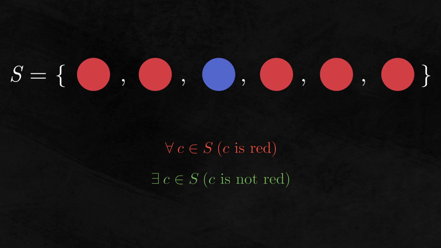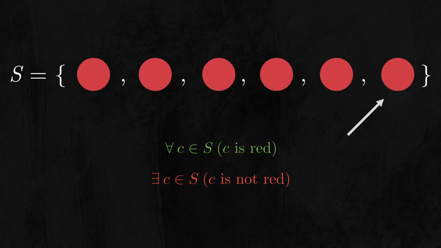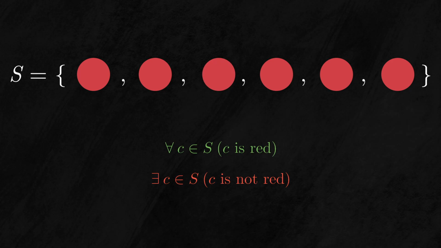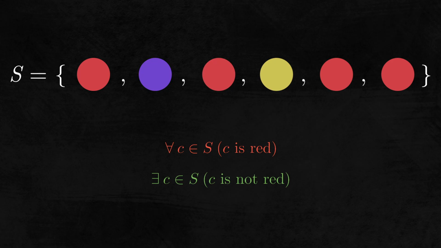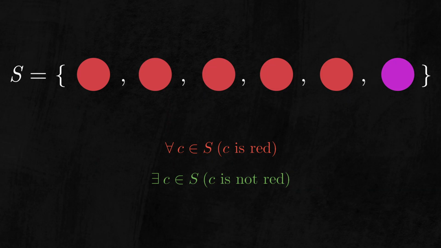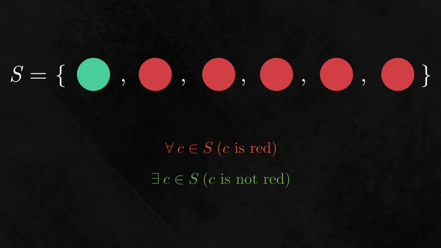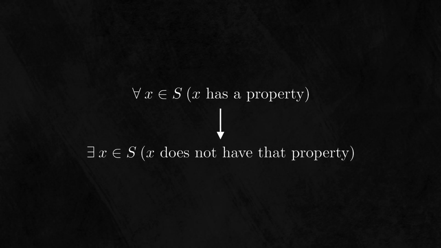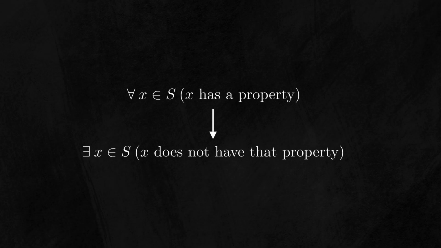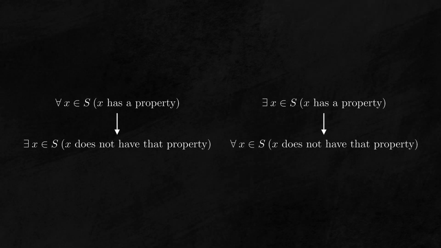The universal statement is saying all the circles in S are red, whereas the existential statement is saying that there is at least one non-red circle in S. It must be that one is true and the other is false, no matter what S contains. Hence, to negate a universal statement, we simply find the existential statement where the claim is negated, and we do the same thing to negate an existential statement.